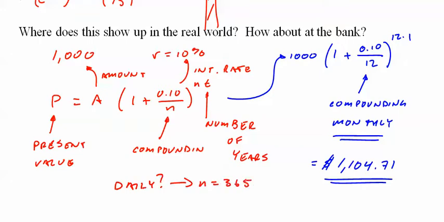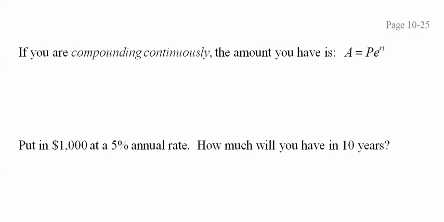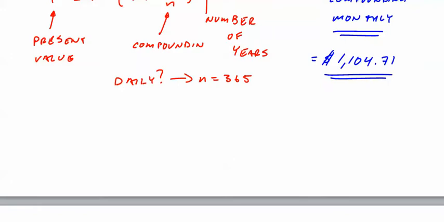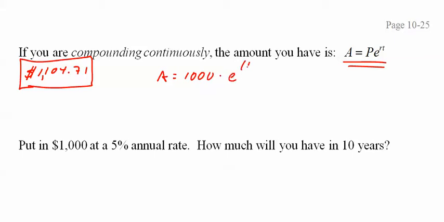What if you compounded hourly? You'd go 365 times 24. What if you compound continuously? What the heck does that mean? Well, that's what it means. You use the value e. So let's just say, for argument's sake, 1104.71 is how much I would have made if they were compounding monthly. The amount otherwise would be 1,000 times e to the 0.1 times 1.